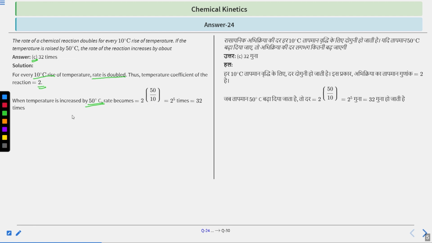If the temperature is increased by 50, the rate will become 2 to the power 50 divided by 10, which is 2 to the power 5 times. And 2 to the power 5 is equal to 32 times. So when the temperature is raised by 50 degrees Celsius, the rate of reaction increases by about 32 times, and thus option C is the correct answer. Okay, let's move to the next question.